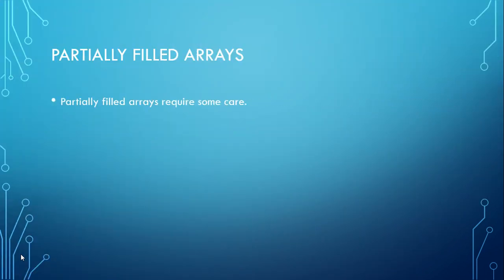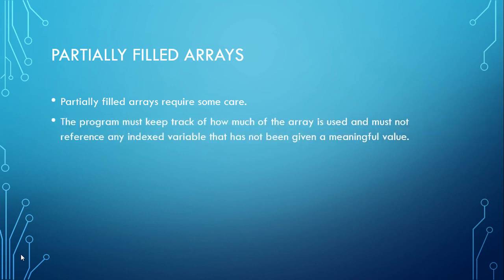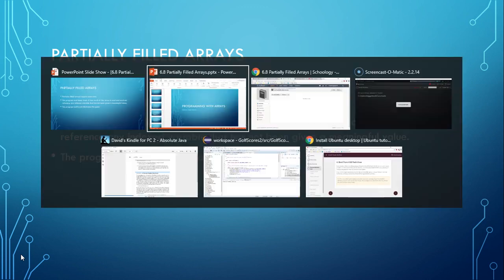So, partially filled arrays require some care. The program has to keep track of how much the array is used and must not reference any index variable that has not been given a meaningful value. In other words, if it's null. Now, the program GolfScores illustrates this point, so I'm just going to go over to GolfScores here.